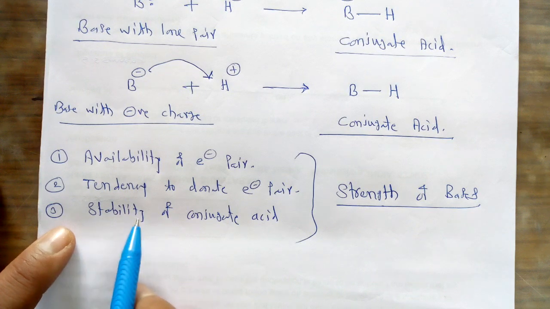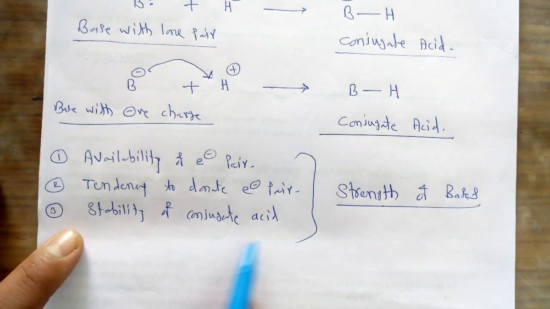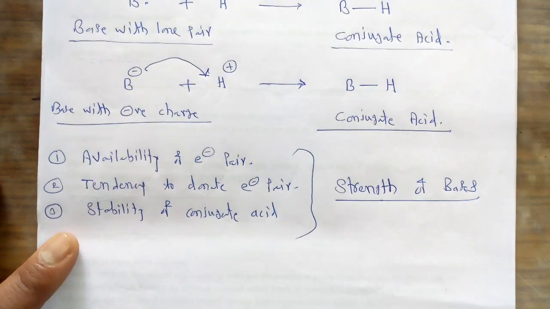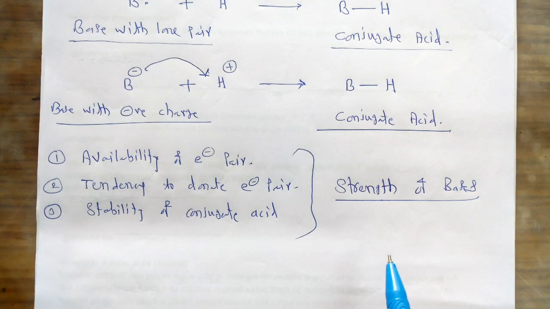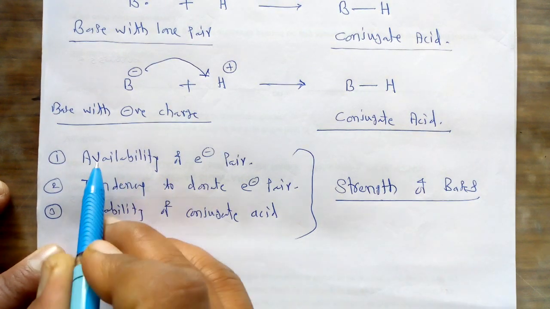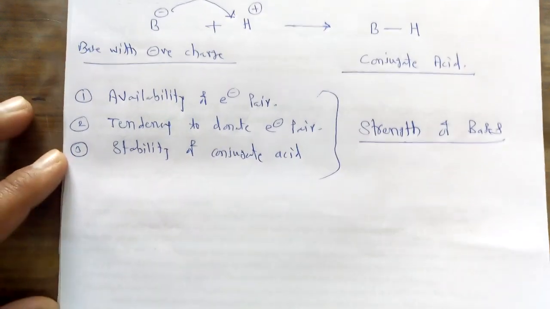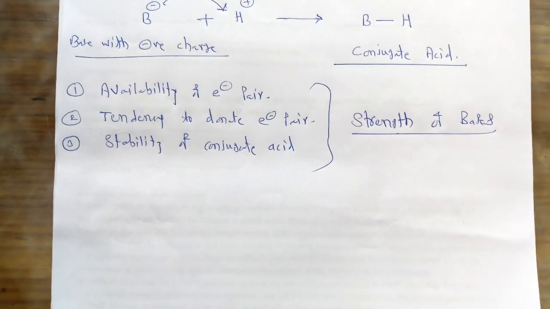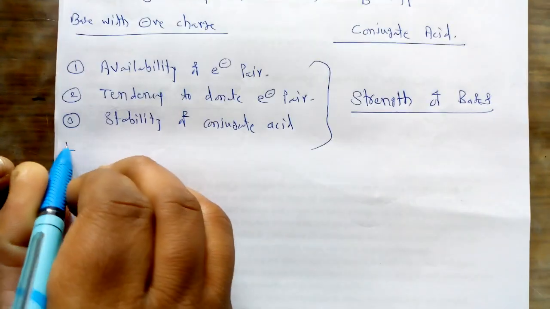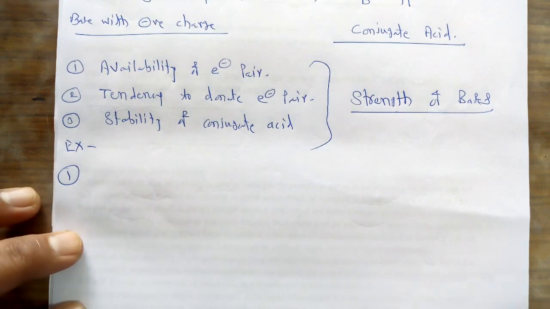The third thing is that after the donation of this electron pair, how stable the conjugate acid is, whether that conjugate acid becomes stable or unstable. So while considering the strength of the base of any substance, we have to take into consideration these three different factors. Now we consider some simple examples for studying the strength of bases.